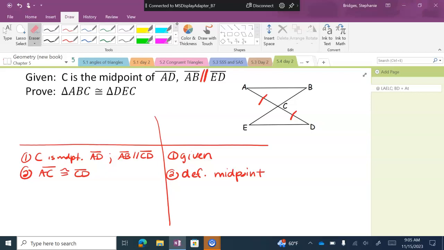So far, so good? Anybody have any questions? All right, so I used the fact that C was the midpoint of AD, and I named some congruent segments. Those congruent segments do not lead me to say anything else, right? Congruent segments don't lead me to say anything. What's the next piece of my given information?